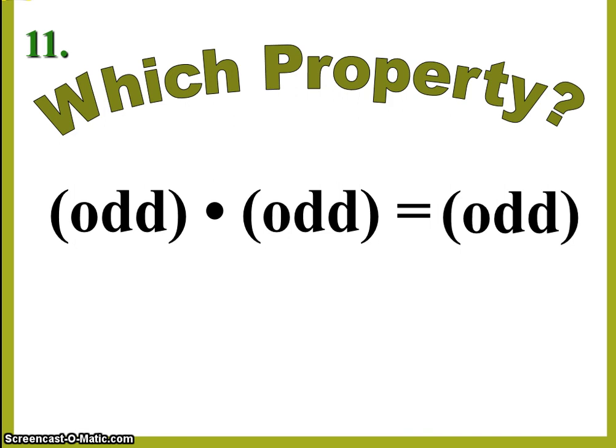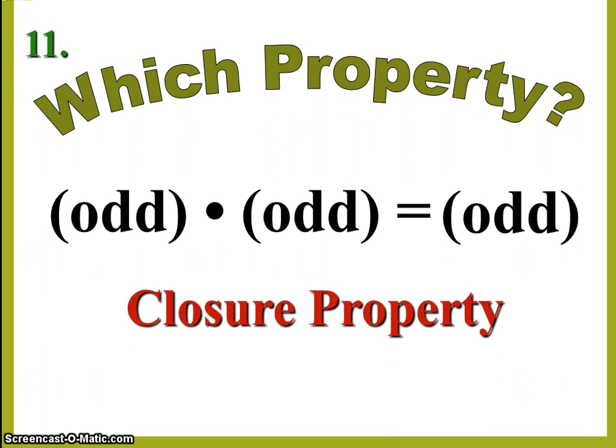Now, multiplication, same thing. And odds. So, odd times odd equals odd. So, let's look. 7 times 3 is 21. All three of those are odds. So it does make sense, and that's called the closure property.